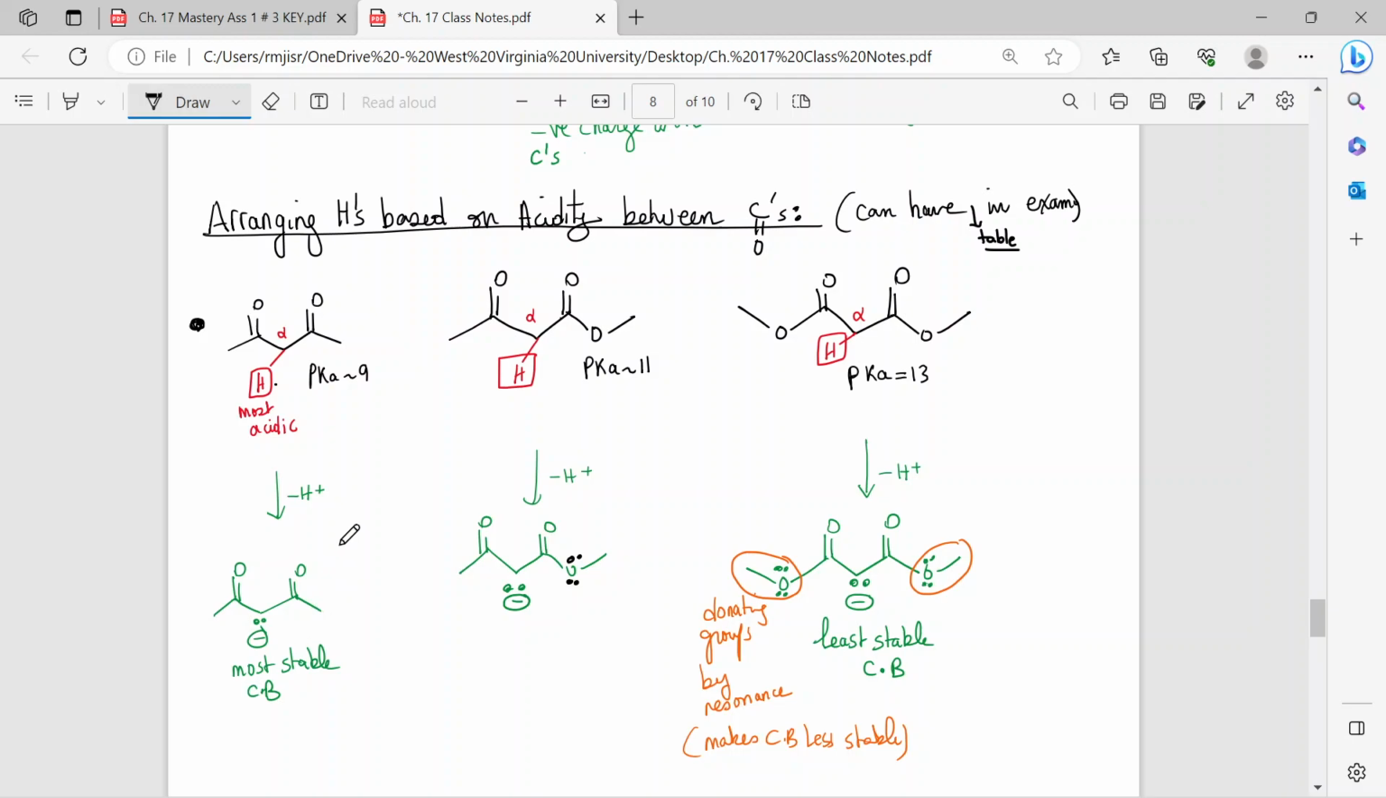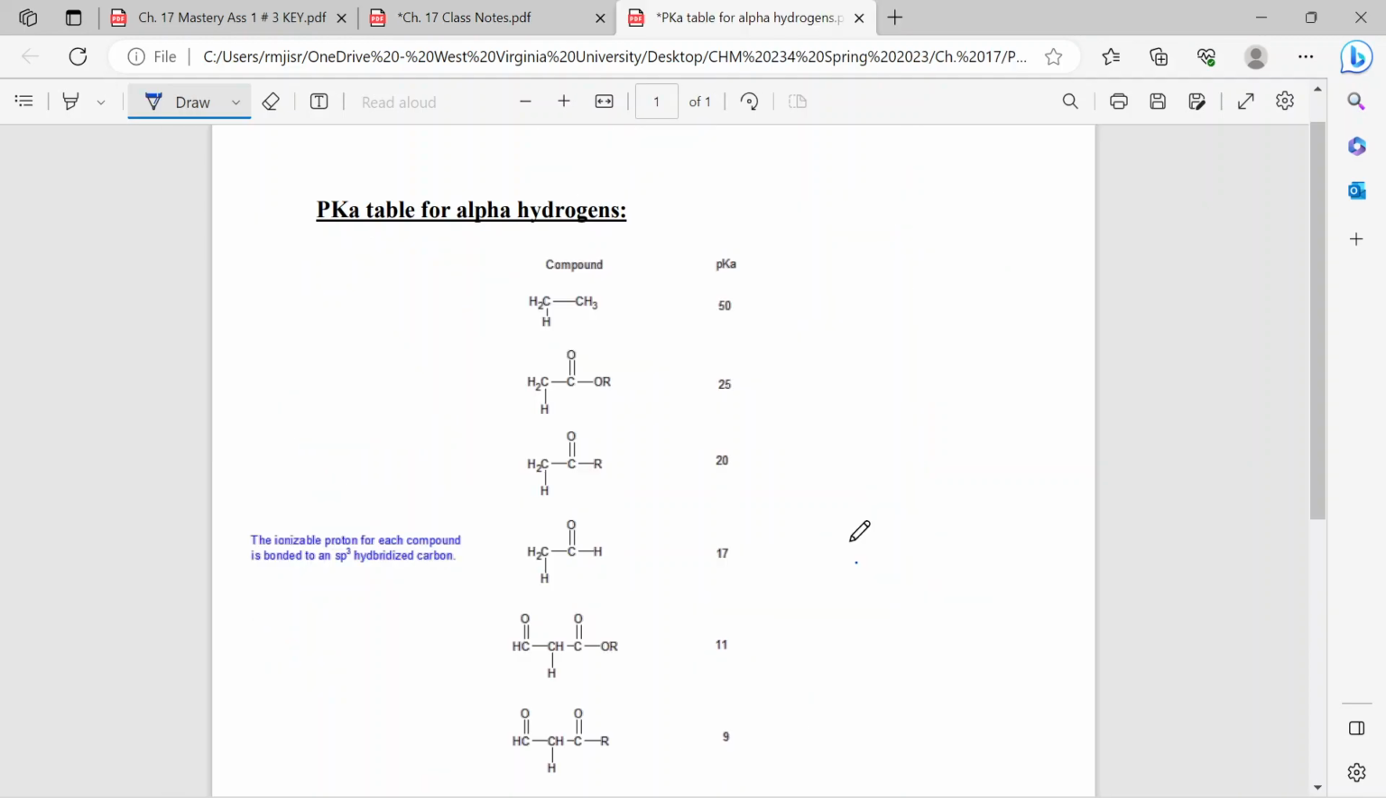This means that if I have a base around any of these alpha hydrogens, then the first thing that the base is going to prefer to take is the most acidic alpha hydrogen. So the base is going to come and take this alpha hydrogen between the carbonyls of the ketone. This pKa table for the different alpha hydrogens is posted on eCampus. You can bring this table to the exam as well.